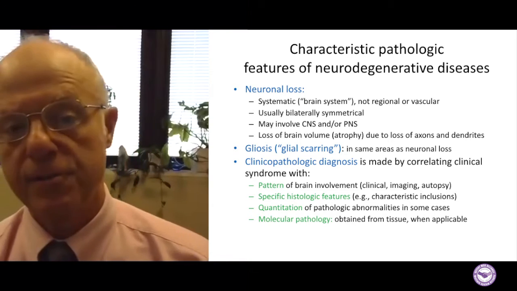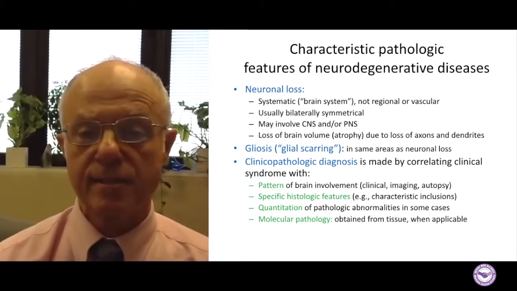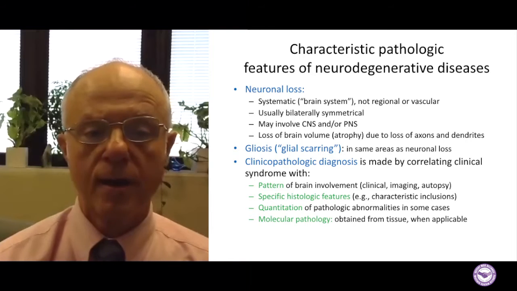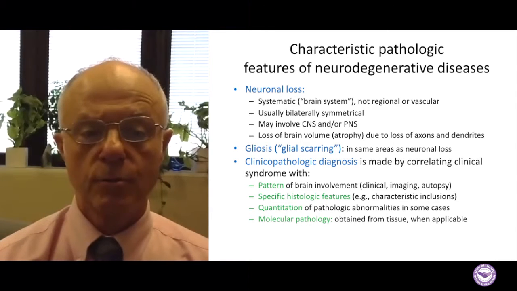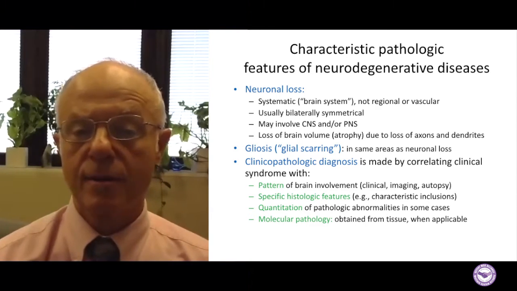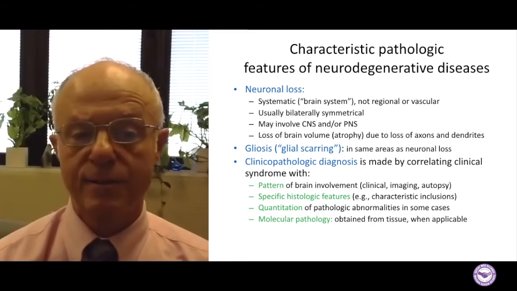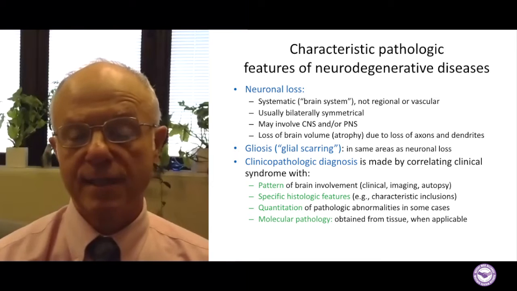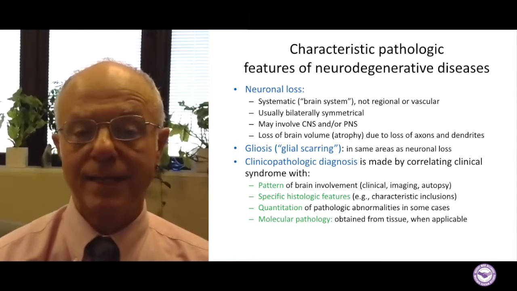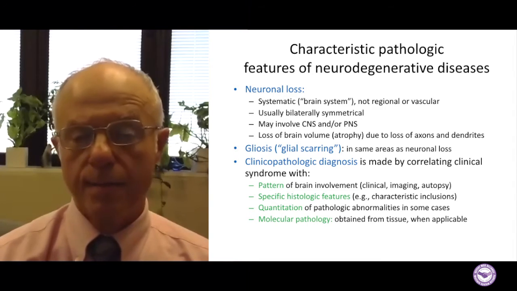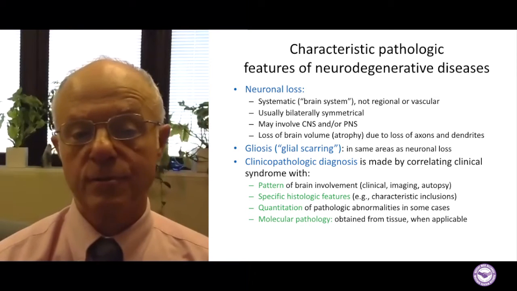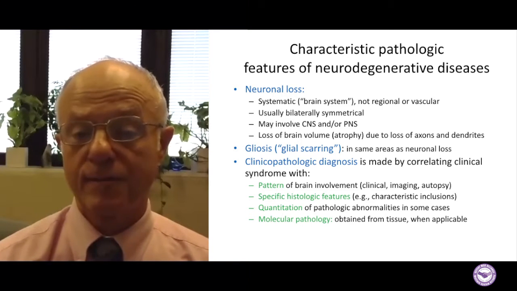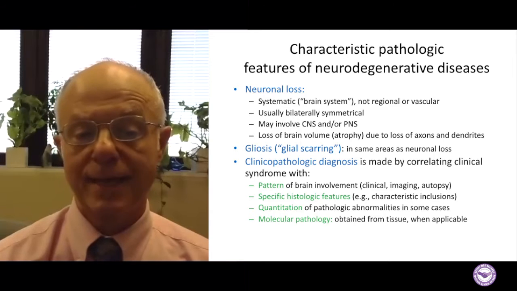The characteristic features then of neurodegenerative diseases that we look for as pathologists are a systemic neural loss in the brain that doesn't correspond to a particular region or vascular territory. And this is a brain system such as the motor system, the visual system, the sensory system, the cognitive system. Generally, diseases involve both sides of the brain, so they're bilaterally symmetrical. Many of the diseases involve only the central nervous system, but some also involve the peripheral nervous system, in which case we would have to examine that as well.